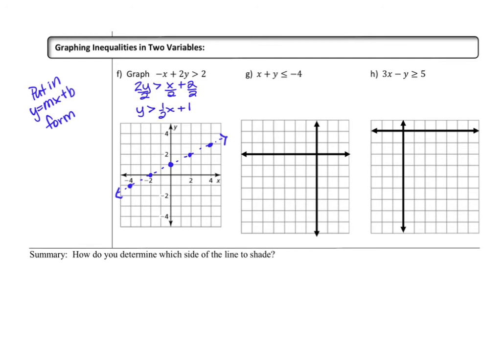And then I have to shade. So if it's greater than, where are all of the numbers that are greater than 1? All of the numbers greater than 1 are going to be on top. So you would shade everything up here.